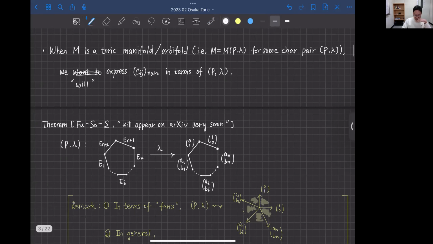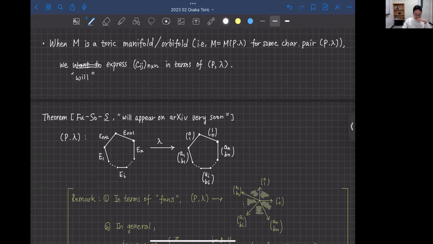So here is our theorem. We are writing this paper, and the writing is almost over. We will upload this paper on the arXiv very soon, I expect. So think about a characteristic pair. Since I'm going to consider real four-dimensional toric orbifolds, in other words, toric surfaces in the language of toric varieties.